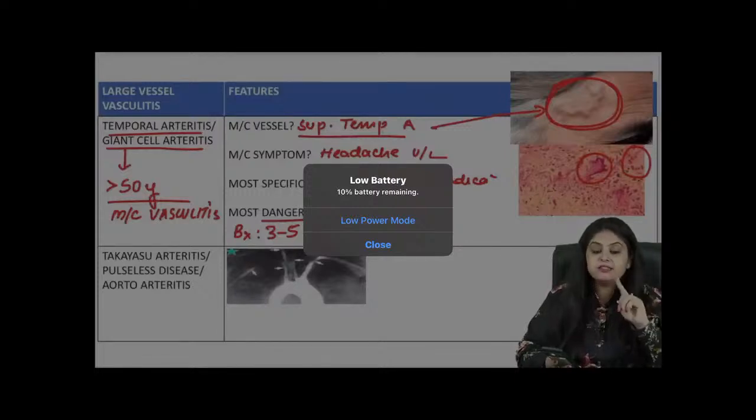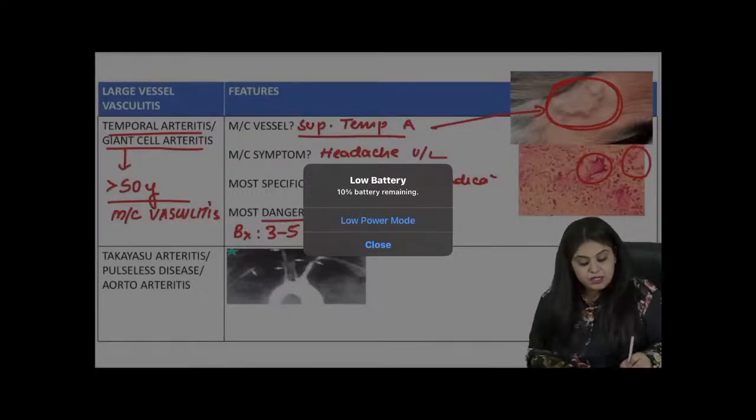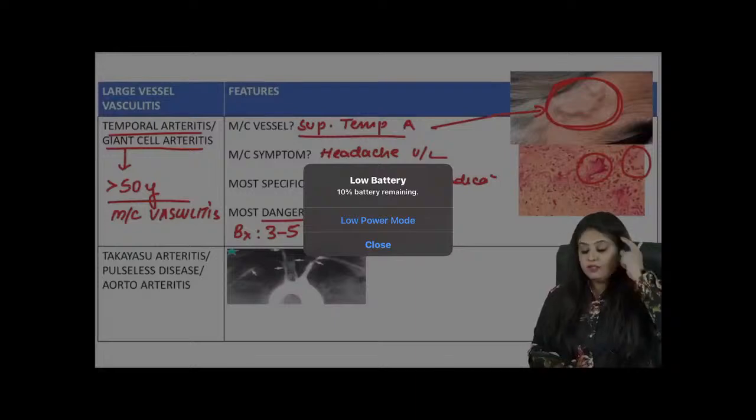And obviously, temporal means temporal artery, and giant cell means I am going to see lots of giant cells microscopically. One more thing with giant cell, what is the age? The patient is also giant, that is, it's going to happen after 50 years of age. It is the most common vasculitis in adults.